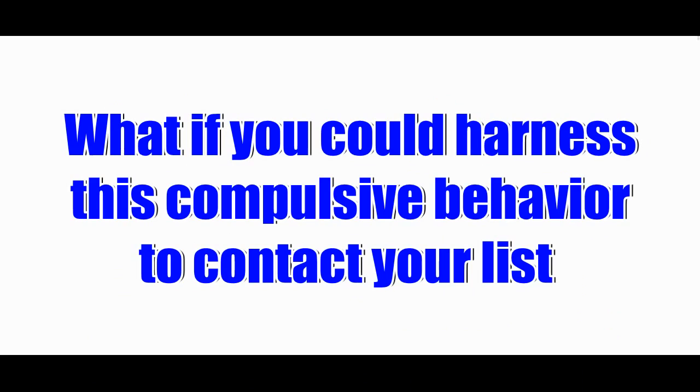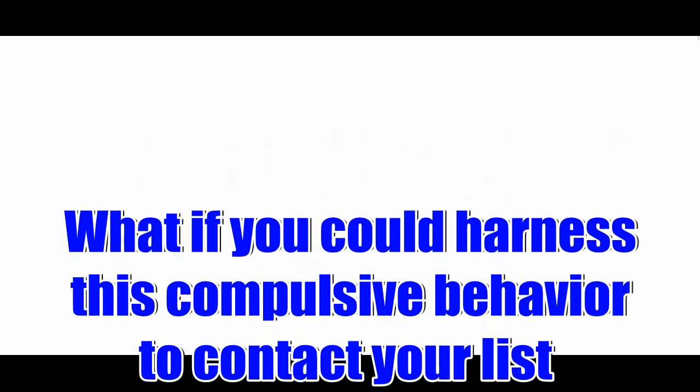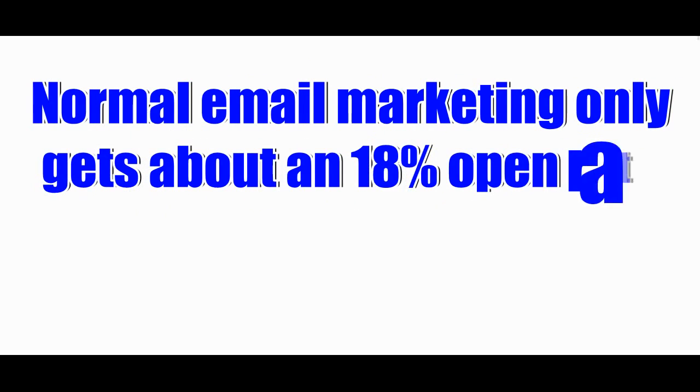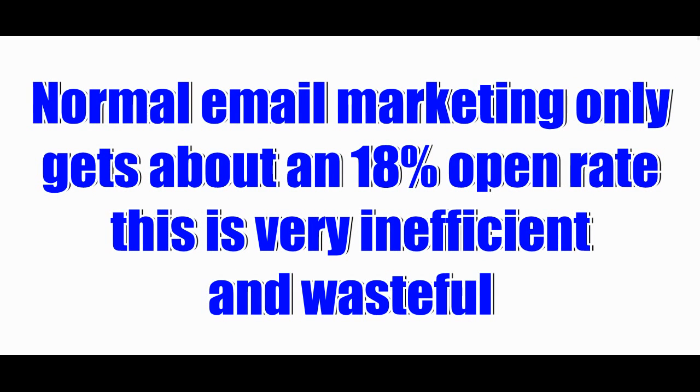What if you could harness this compulsive behavior and use it to contact your list in a way that you never could before? You see, traditionally marketers contact their list via email and an autoresponder. The problem with that is when you email a contact, you have to go through spam filters. You have the autoresponder itself telling you what kinds of things you can and cannot send. You have email bounces. You have signups that were made with fake email addresses. You have a lot of problems to get through just to get your message to your contact.